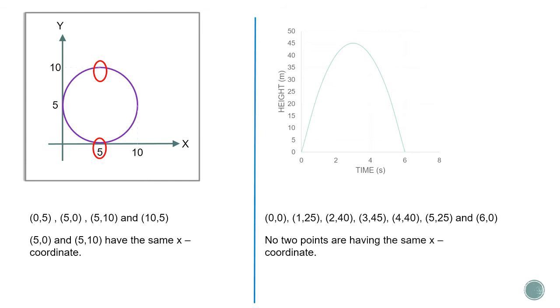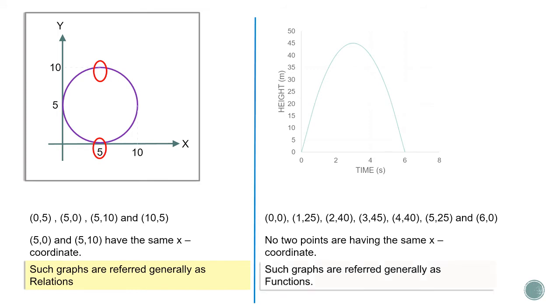So this fundamental difference basically tells whether the given graph is a relation or a function. If the graph has the same x coordinate for different y values, it is representing a relation, and the graph which does not have such points is known as a function. So you need to understand and remember this in order to distinguish between relations and functions.